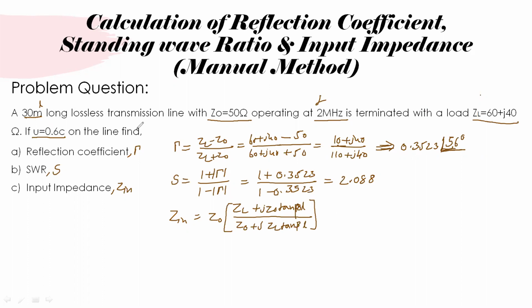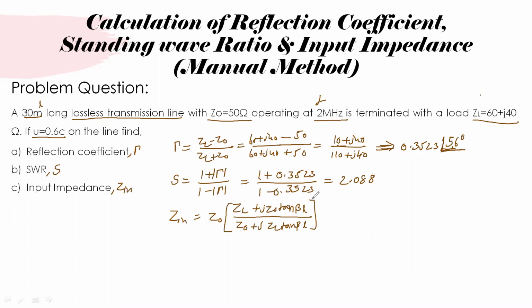Initially I forgot to say: remember the condition that the given transmission line is lossless. We can apply this input impedance equation only for the lossless case. If it is a different transmission line, the input impedance value will change based on the problem in the question. There was some uneven representation, so let me write it once again. That is tan beta L.